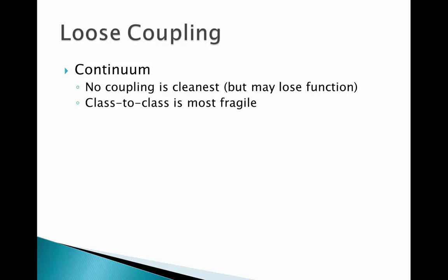On the other end, you have class-to-class coupling, which is where you say, I depend on this specific guy here. If anything about him changes, or if he goes away, or if you want a different thing, it's fragile. You have to make some changes there.